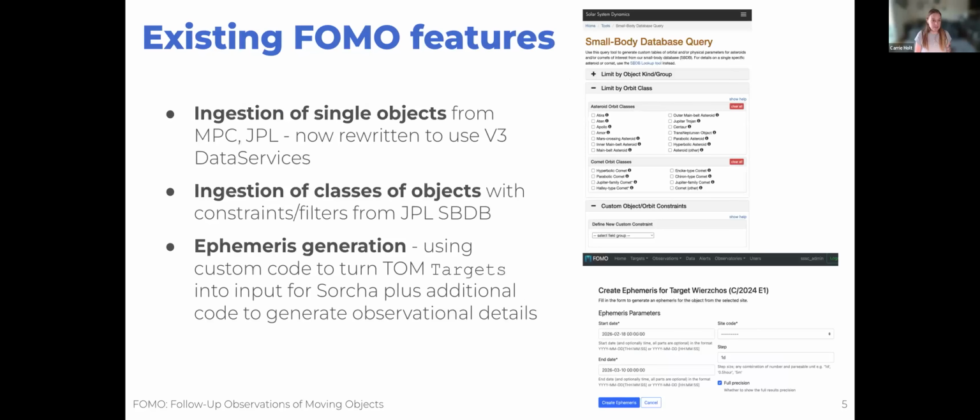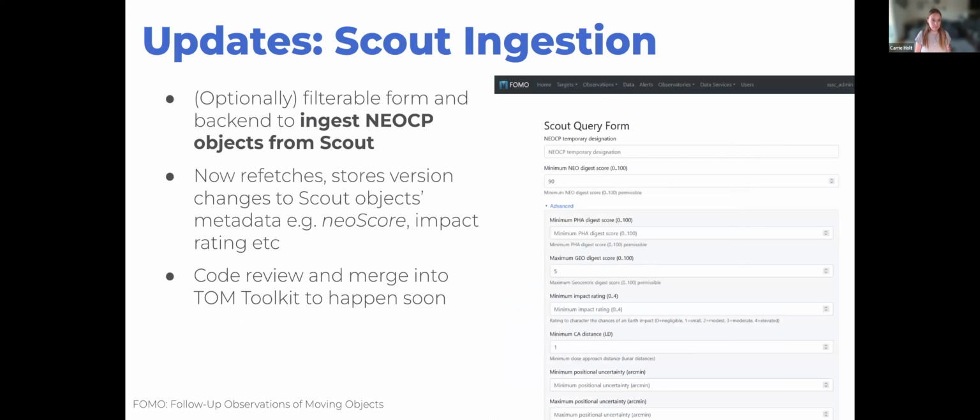Some existing features already in FOMO: we can ingest single objects from MPC and from JPL. We can ingest classes of objects with different constraints and filters. And we also have ephemeris generation, which uses custom code with Sorcha plus some other things. Here's an example of that on the right.